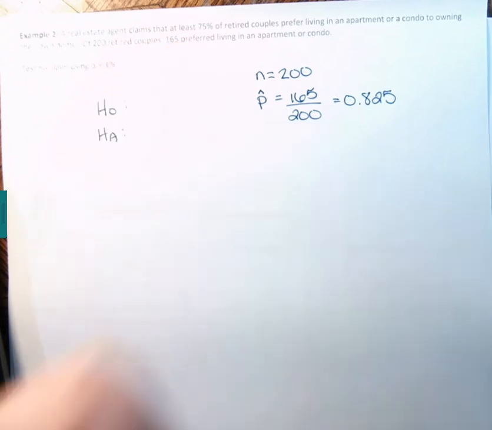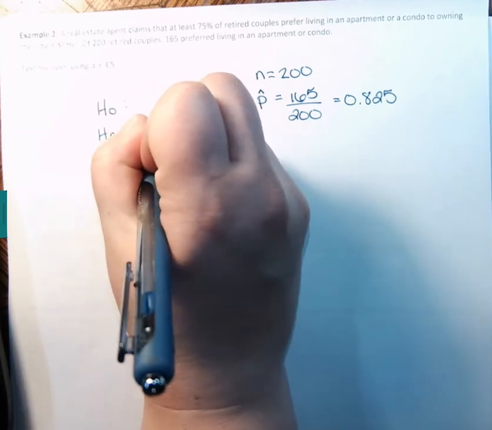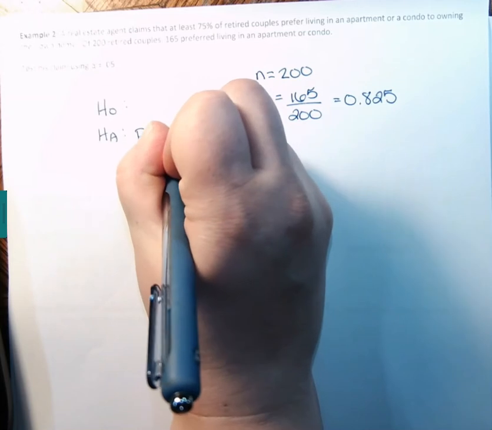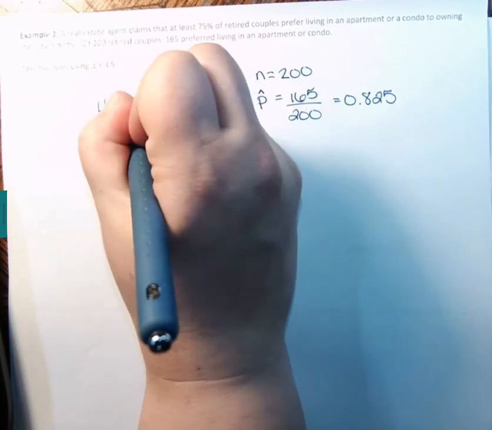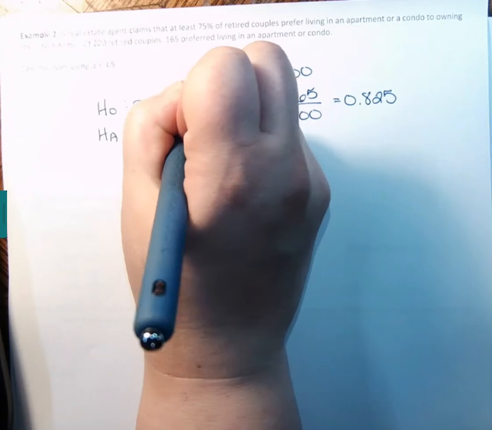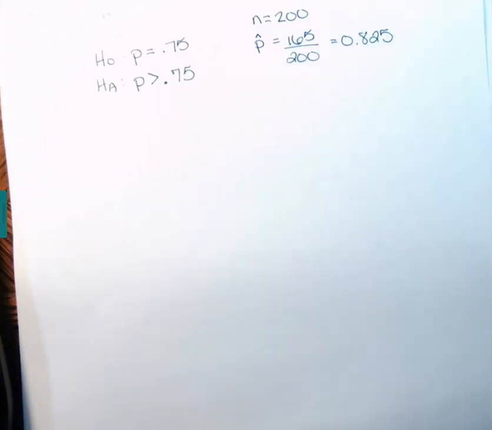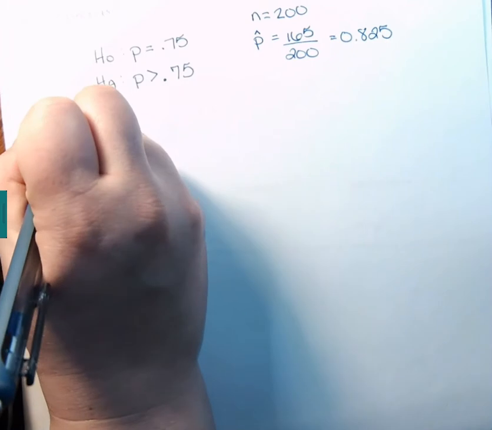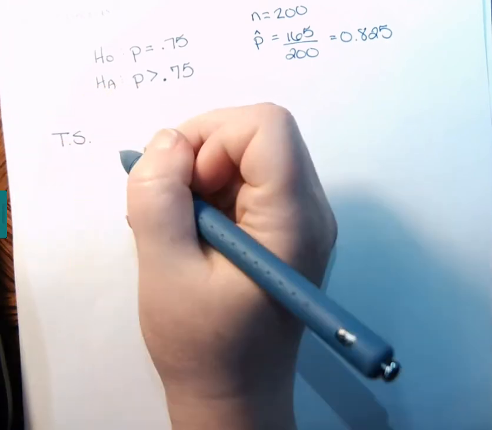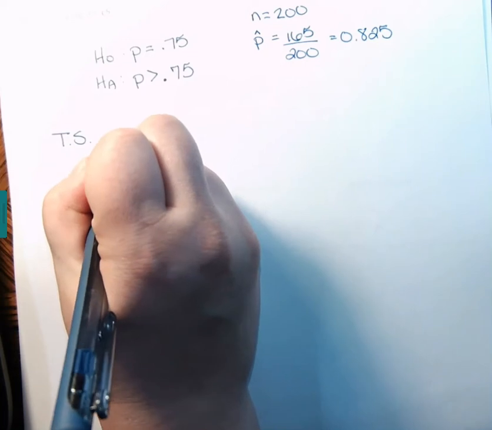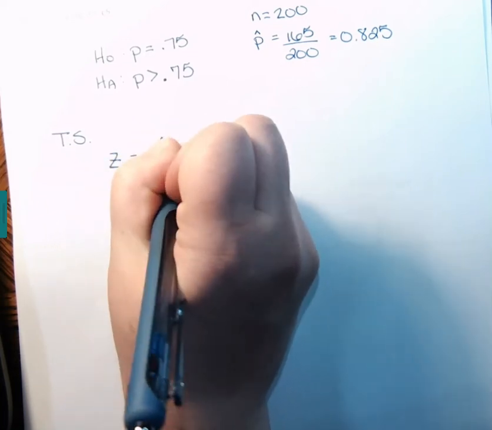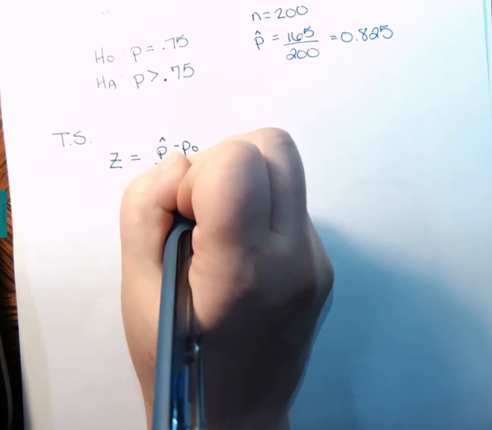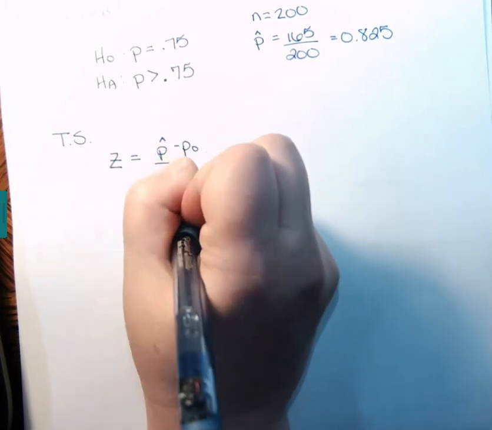Also notice in this case we're trying to test the claim that at least 75% prefer living in an apartment. So in other words, we have another right tail test and we're testing to see if p is greater than 0.75, and under the null p is going to be equal to 0.75. Now just like you would typically do with a hypothesis test, we can now calculate our test statistic. So in this case, z is equal to p hat minus p naught divided by sigma p hat.